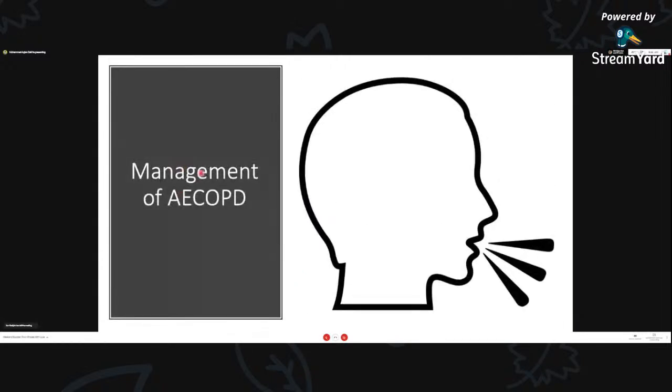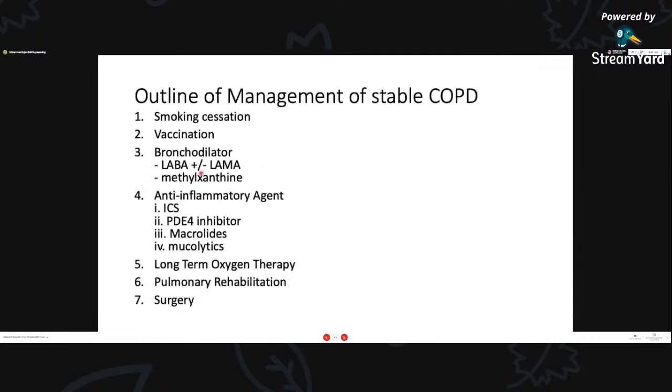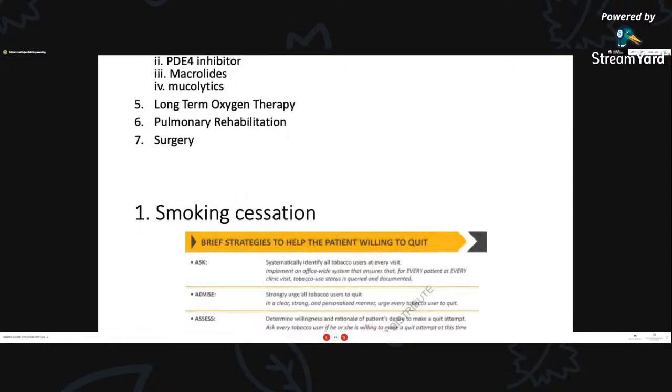This title should be stable COPD, because we already covered the acute exacerbation of COPD before. So this is the outline of management of stable COPD. The outline of management would be primarily based on our ABCD classification. These are the outline: we have smoking cessation, vaccinations, bronchodilators, anti-inflammatory agents, long-term oxygen therapy, pulmonary rehab, as well as surgery. So we're going to look into bits of these points later on.